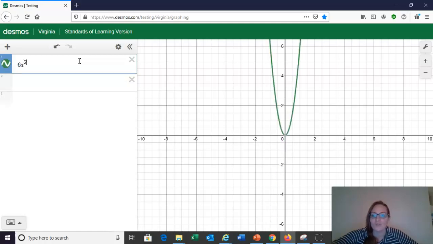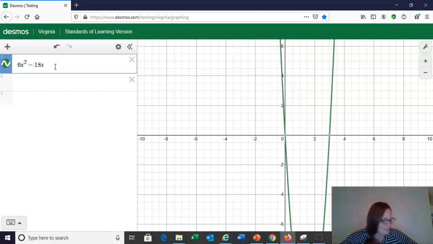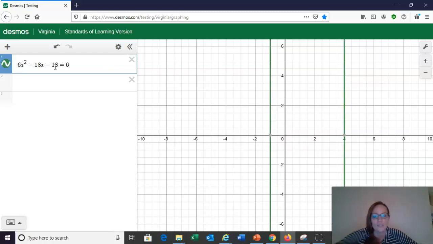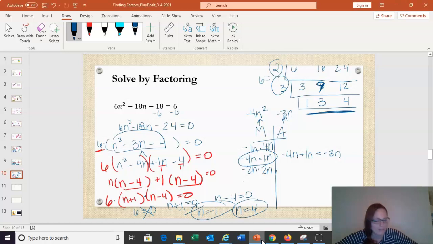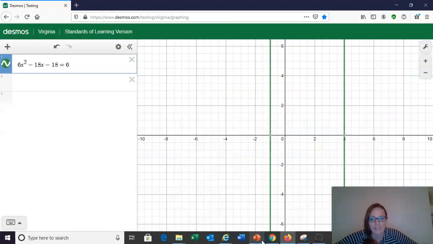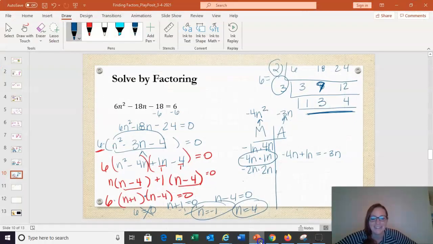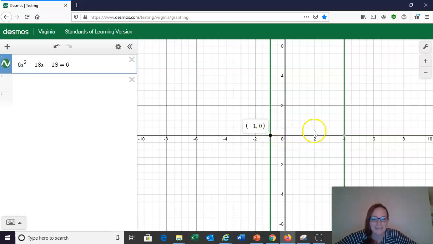So, okay, we'll use x. I guess that's because they already have their axes set as x and y. All right. Minus 18x, minus 18. Is that right? Did I copy that right? I have issues with copying things. You guys really realize that, right? 6n squared minus 18n minus 18 equals 6. Okay. All right, here are our solutions. Negative 1 and 4. Woohoo! That's what we found. That's exciting.